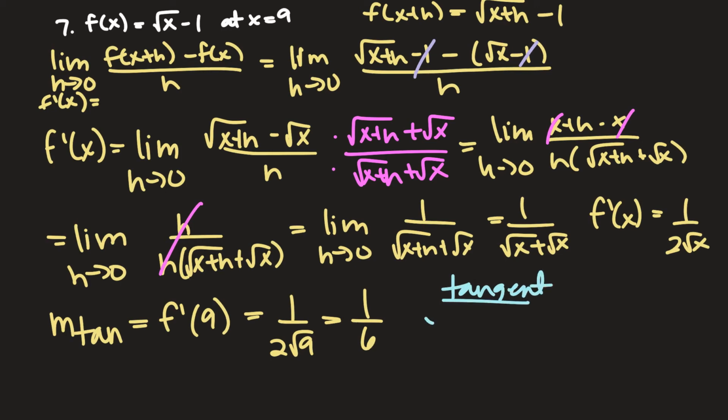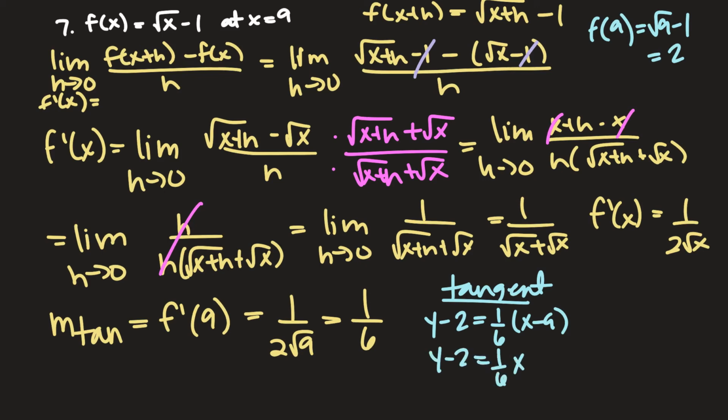So tangent would be y minus my y coordinate. Oh, I don't have it, so I need to find f of 9. So the square root of 9 minus 1, which is 2. So that would be y minus 2 is equal to my slope 1/6 times x minus 9. So I have y minus 2 is equal to 1/6 x minus 1/6 times 9, which would be 3 over 2. We're going to add 2 to both sides, and we get then that the tangent line is 1/6 x plus 1/2.